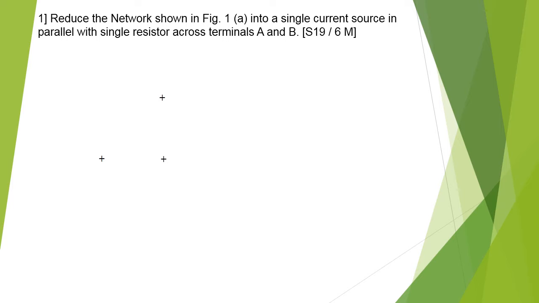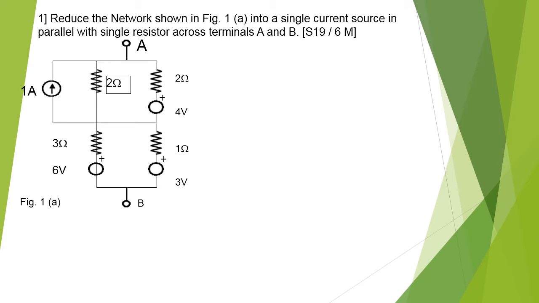We are going to discuss this particular numerical, which is from summer 19 and asked for 6 marks. The question goes like this: reduce the network shown in figure into a single current source. In this network we have a 1 ampere and 2 ohm current source, voltage source of 4 volt 2 ohm, this is 6 volt and 3 ohm, which is in parallel with 3 volt 1 ohm.